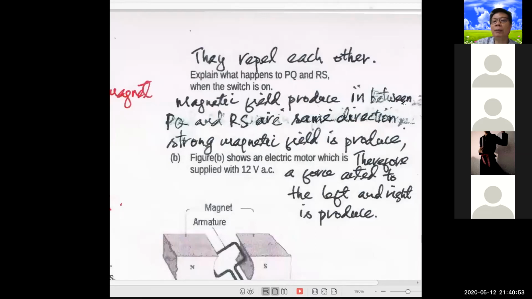The magnetic field produced between PQ and RS is in the same direction, so they combine and become a strong magnetic field, right? So a strong magnetic field is then produced. Therefore a force acts to the left, one pushes to the left, and the other force pushes to the right. I explained to you already just now.